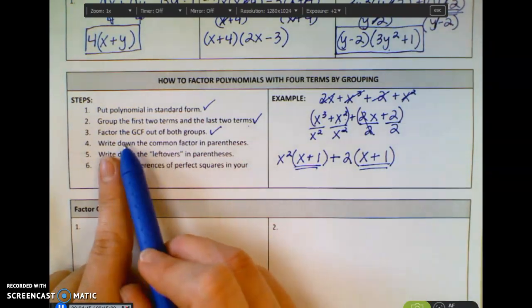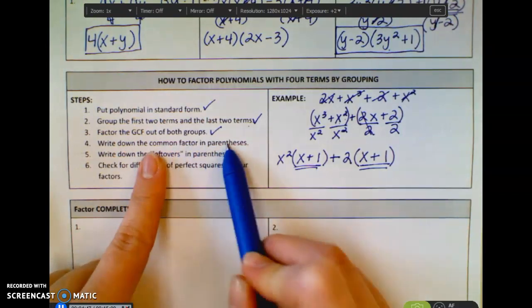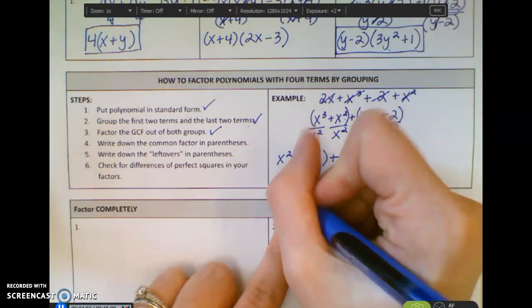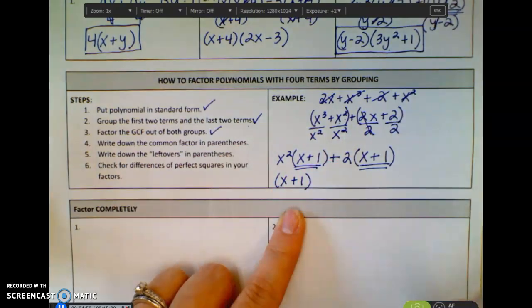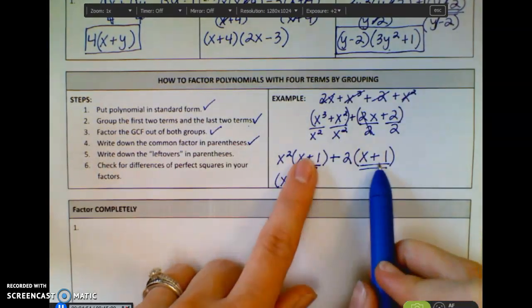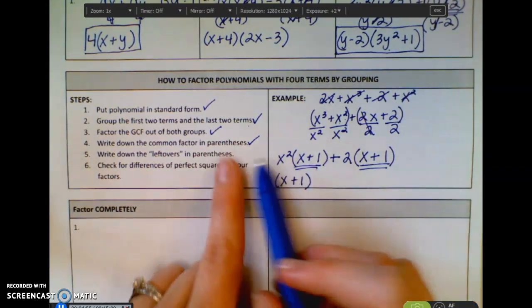So step 4 says write down the common factor in parentheses. What's the common factor here? It is x plus 1. That's what they both have, x plus 1. Well, then what's our next step?